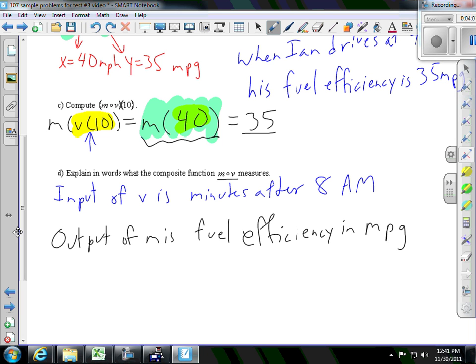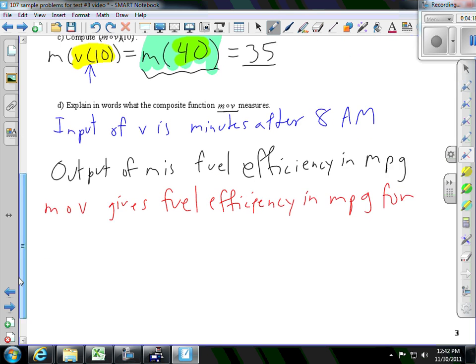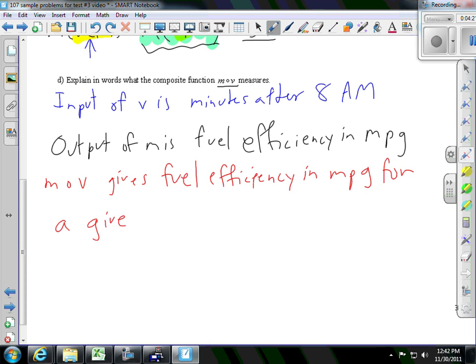So let's put it together in one sentence. M of V gives fuel efficiency in miles per gallon for a given number of minutes after 8 a.m. Said another way, if you tell me how long it's been since I left my driveway, then this function will spit out the fuel efficiency in miles per gallon.